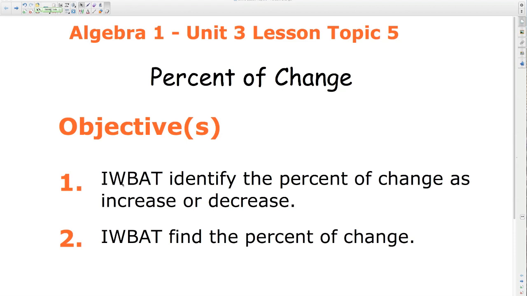Our objectives today are: I will be able to identify the percent of change as increase or decrease. I will be able to find the percent of change. Let's check out how we can support these objectives through example.